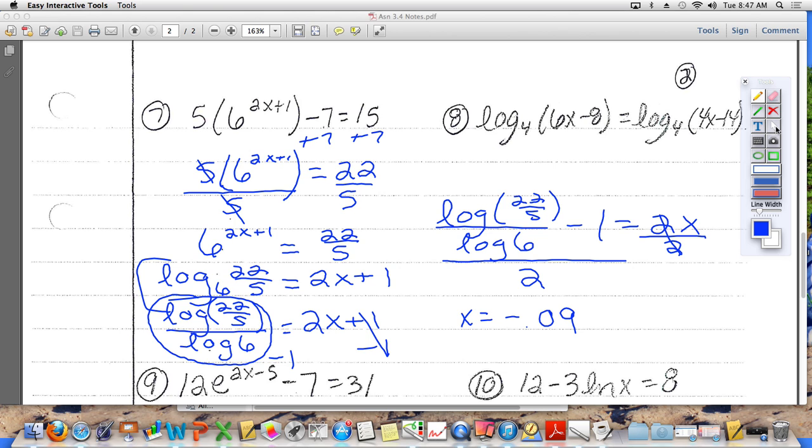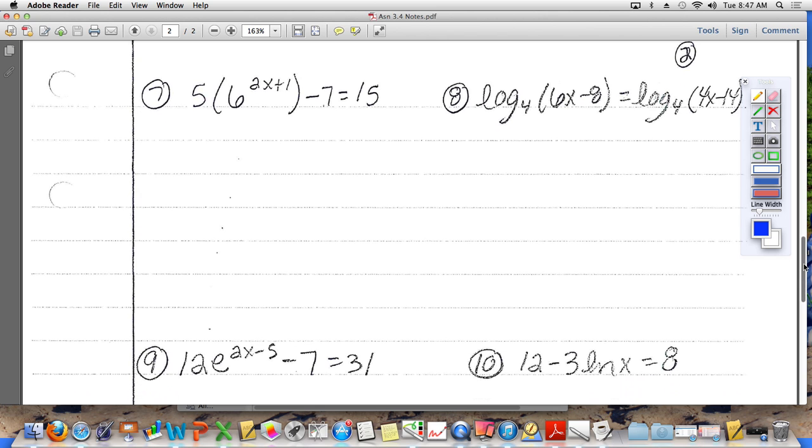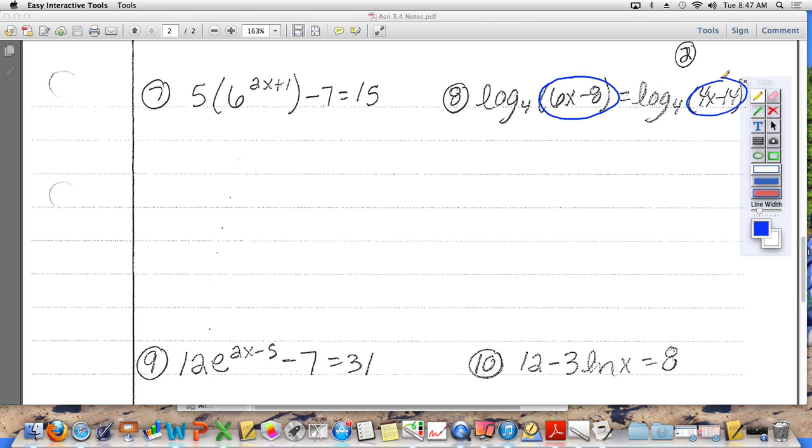All right. Okay, number 8. Number 8 is an easy example. Here we have log base 4 of something equals log base 4 of something. Well, if these two things are equal to each other and they're both logarithms and they have the same base value, it means that this has to be equal to that. So you put them equal to each other and you solve for x. So you have 6x minus 8 is equal to 4x minus 14.